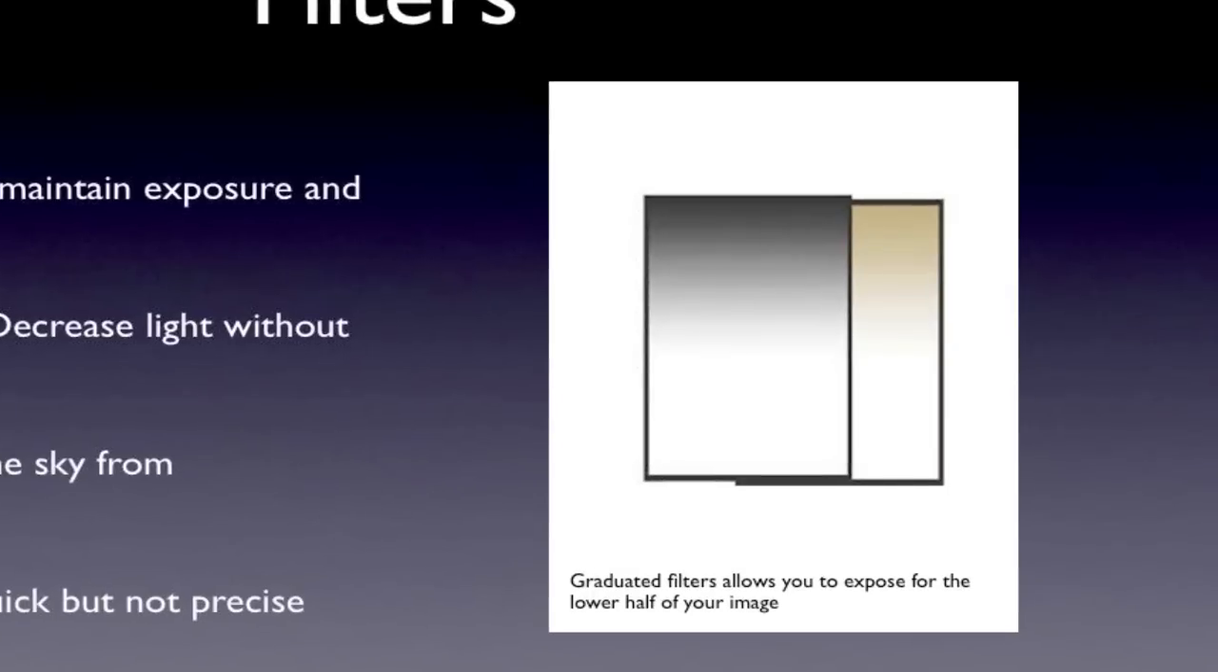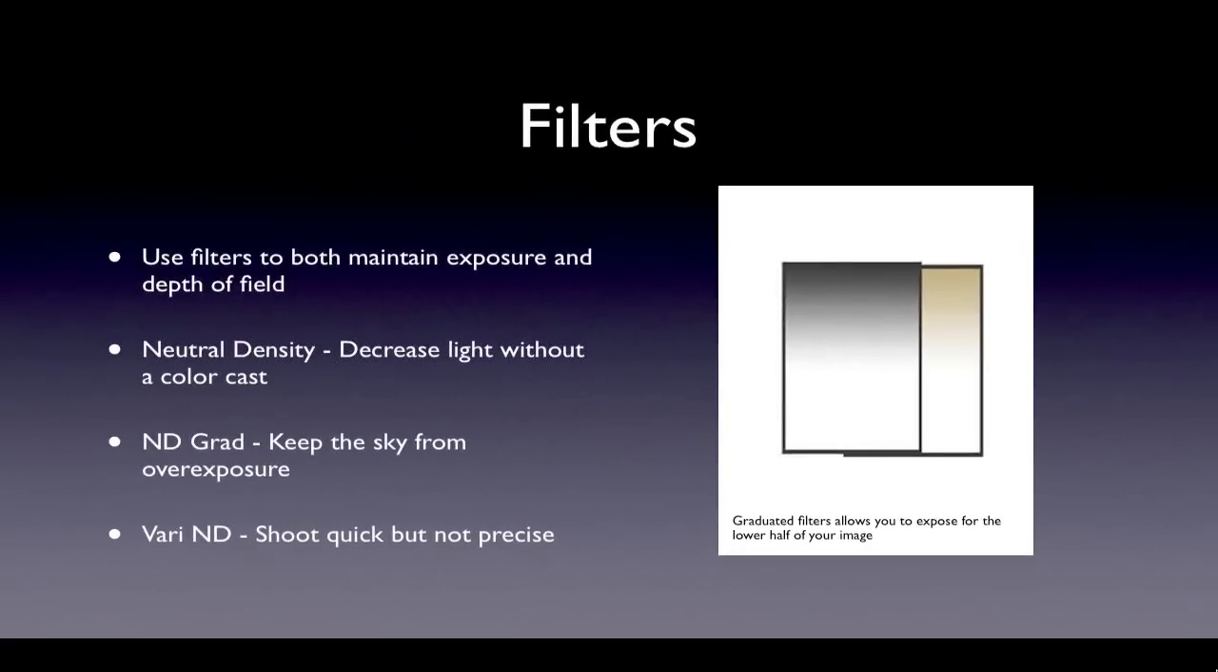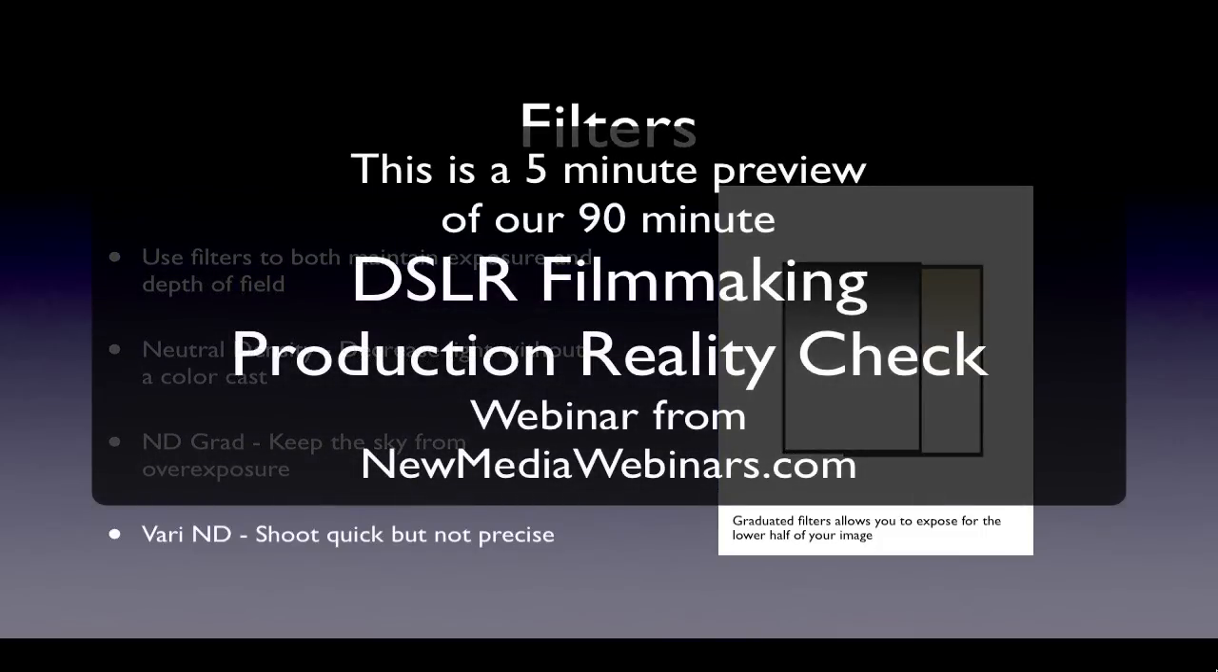Over to the right, you can see a picture of some graduated filters, but those are actually rectangular filters that you see there, but they also make them in circular filters to fit your lens. And then there's Vari ND filters, and these are the same as any other ND filter, but they're kind of unique in that it's adjustable. So it's really great because it allows you to shoot quickly. You don't have to take filters on and off, or double up filters.